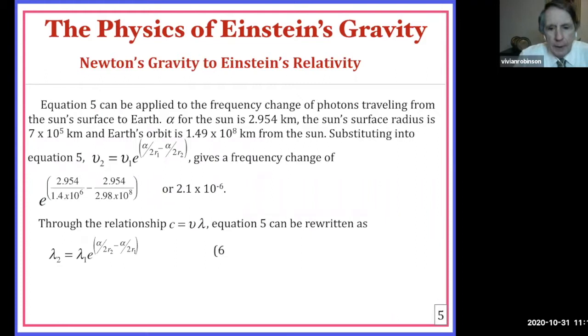Equation 5 can be applied to the frequency change of photons traveling from the sun's surface to Earth. Alpha for the sun is 2.954 kilometers. The sun's radius is 7 times 10 to the 5th kilometers, and Earth's orbit is 149 million kilometers. Substituting into this equation gives a frequency change of e to the 2.954 over 1.4 million minus 2.954 over 298 million, or 2.1 times 10 to the minus 6.